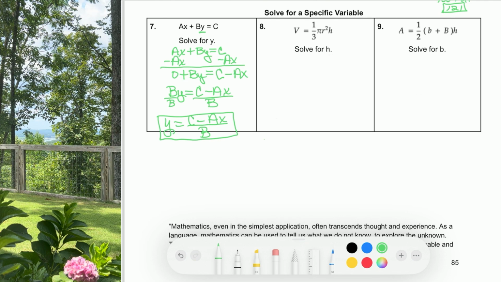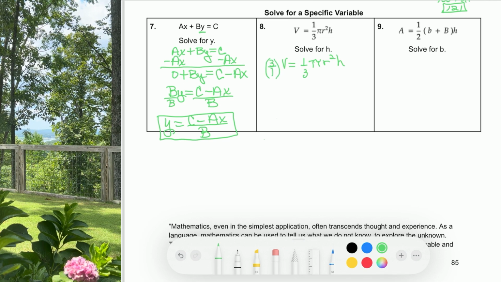Let's look at number 8. I notice in number 8 that we have a fraction of 1/3. What we need to do is get rid of that 1/3 before we start moving to anything else. And the way to do that is to multiply each side by its reciprocal. So let me write out the problem first. I'm going to multiply v by the reciprocal, which is 3 over 1. I'm also going to multiply 1/3 by 3 over 1. I'm going to sneak it in here, okay?